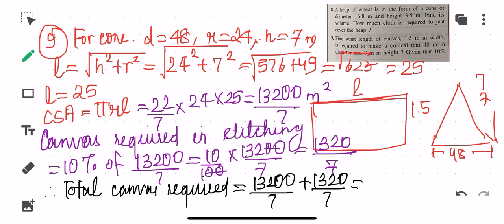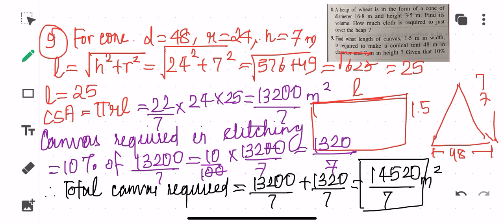So this is going to be equal to 14520 divided by 7 meter square. This is the entire area of the canvas, not the length. Remember, children, this is not the length, this is the area. So the total area of the canvas that you require is this much, which is what you are getting. Now you have calculated the area for this rectangular canvas.